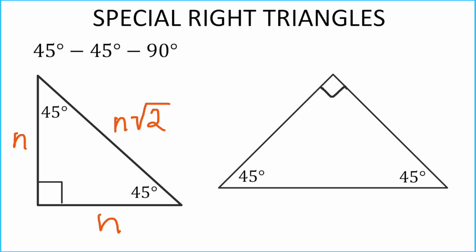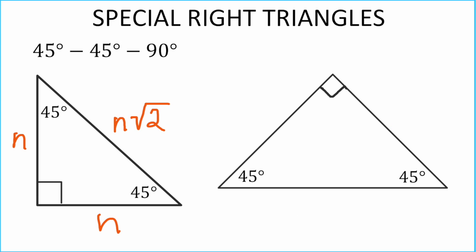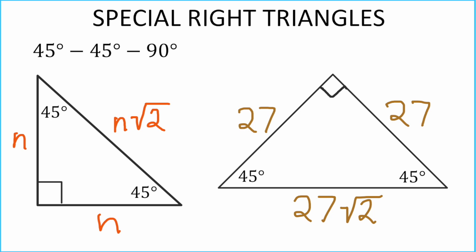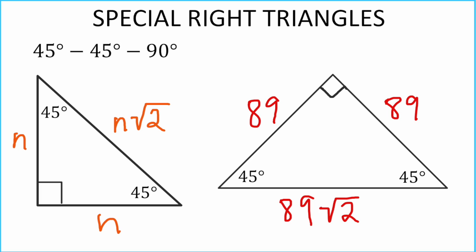All right, let's practice some. So what if I give you just one side? I tell you that side is 8. Show me the pattern. 8, 8, 8 radical 2. Let's try another one. What if I tell you the side is 27? Show me the pattern. 27, 27, 27 radical 2. This is getting easy. Let's try another one. What if I say 89's over there on the right side for one of the legs? Show me the pattern. 89, 89, and 89 radical 2 for your hypotenuse.